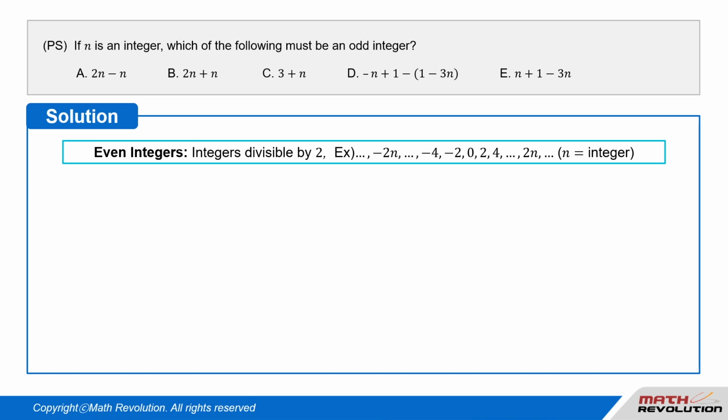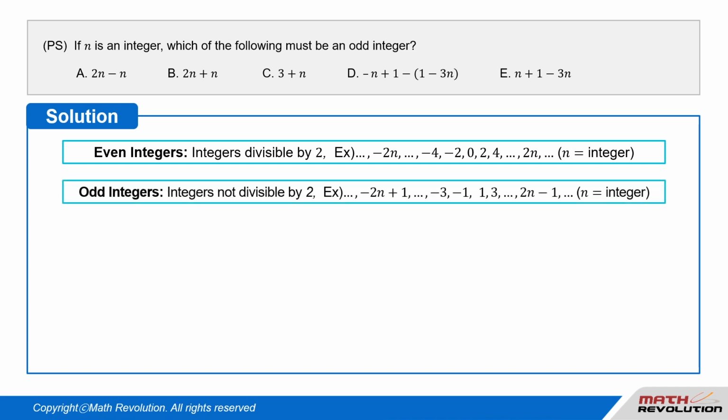Thus, even integers include, and so on, -2 times n, and so on, -4, -2, 0, 2, 4, and so on, 2 times n, and so on, where n is an integer.